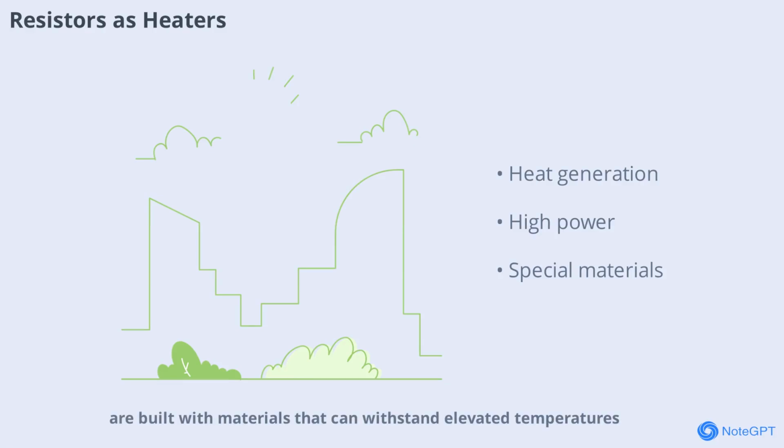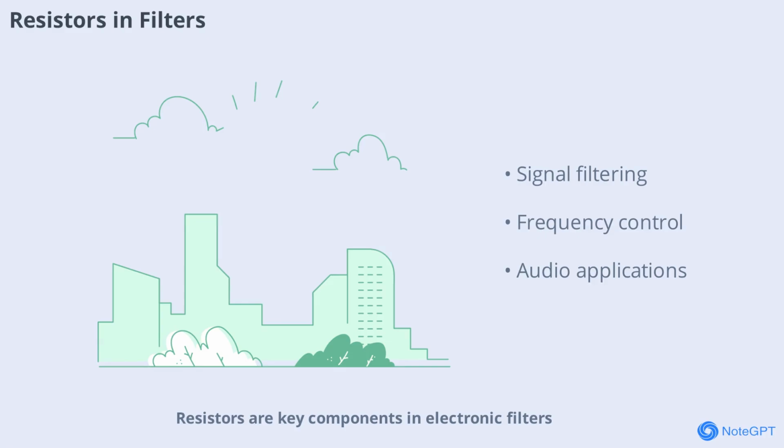Resistors are key components in electronic filters, which are used to block or pass certain frequencies in a signal. By combining resistors with capacitors or inductors, you can create low-pass, high-pass, bandpass, and bandstop filters. These circuits are essential in audio equipment, radio communications, and signal processing.